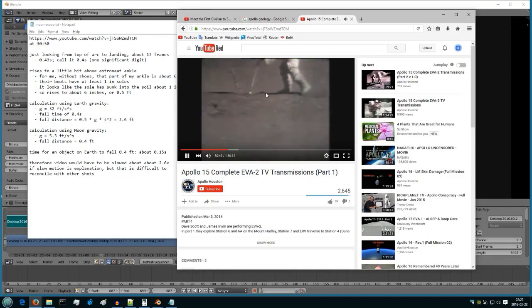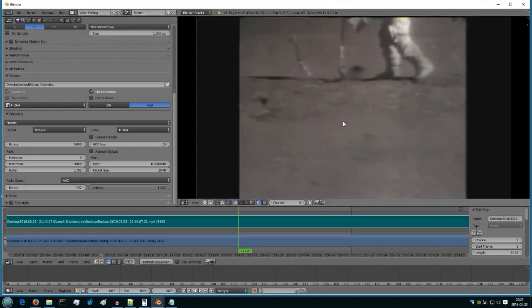Okay, so what I did is I captured that footage and brought it into Blender, the video editor, and so what I've got is that scoop sort of over and over. I'll just sort of back this up a little bit, go frame by frame.